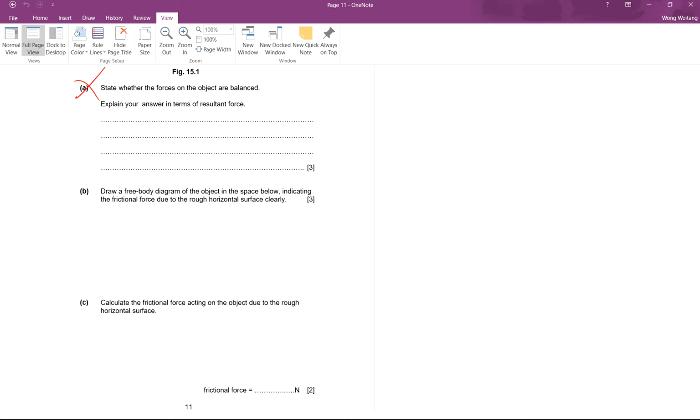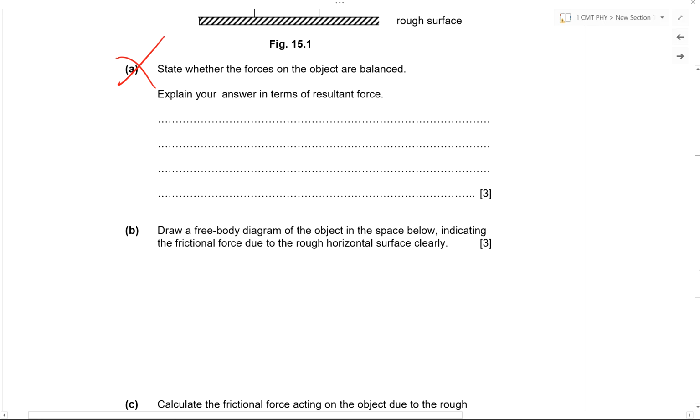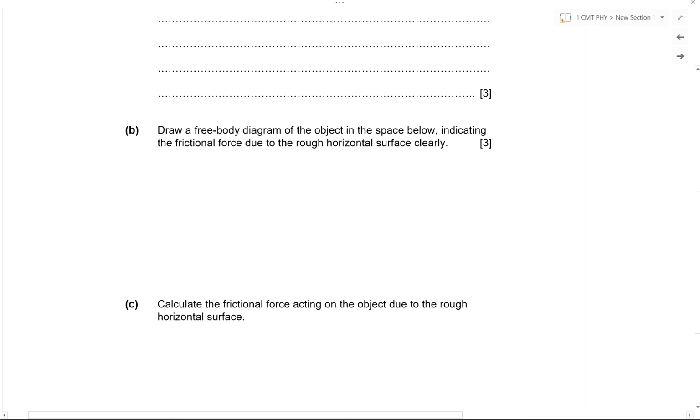Because like I said, there were some changes made to the syllabus, what we wanted to cover. Draw a free body diagram of the object in the space below, indicating the frictional force. Now, if I don't care about this frictional force, how do I always start a free body diagram? Box, yes. Please don't draw a circle. Box means box. So draw a box. Okay, all of you have a box.